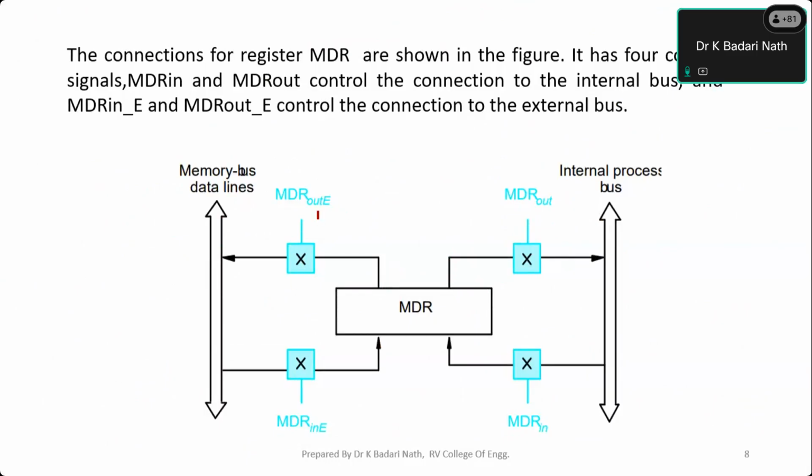MDR out E is used. You can just see that E is the one which differentiates it from the normal MDR out. MDR in E means I am reading the data into the MDR. So these are the two controls which are used to connect to the external data bus. The other two are used to connect to the internal bus. It's bidirectional, so we should be very careful whether we are using MDR out or MDR out E. E means external bus. So now let's write the sequence.